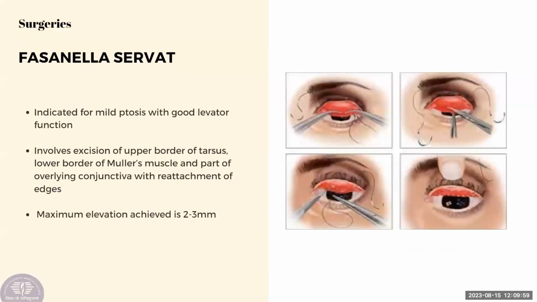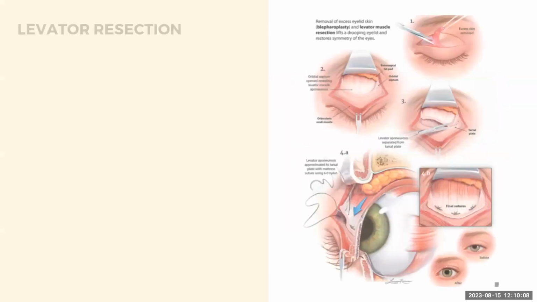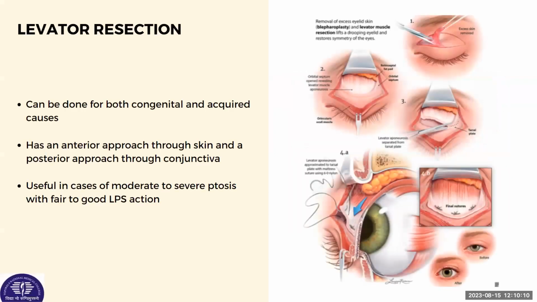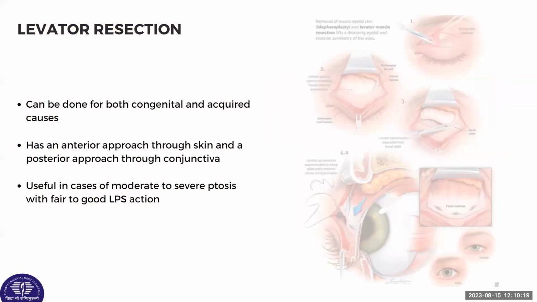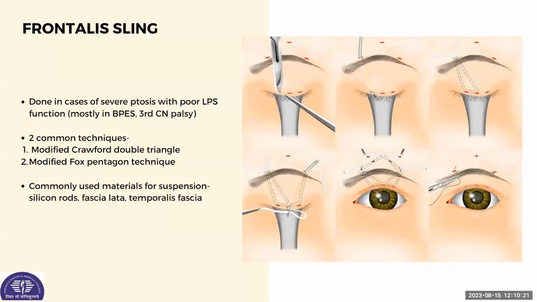A Fasanella-Servat is indicated for mild ptosis with good levator action, where the maximum elevation achieved is 2 to 3 mm. Levator resection can be done for both congenital as well as acquired ptosis, which is useful in moderate to severe ptosis with fair to good LPS action, and has both anterior and posterior approaches. Frontalis sling: two common techniques are seen, which are modified Crawford double triangle and Fox pentagon technique. Some of the commonly used materials for suspension are silicone rods, temporalis fascia, fascia lata.